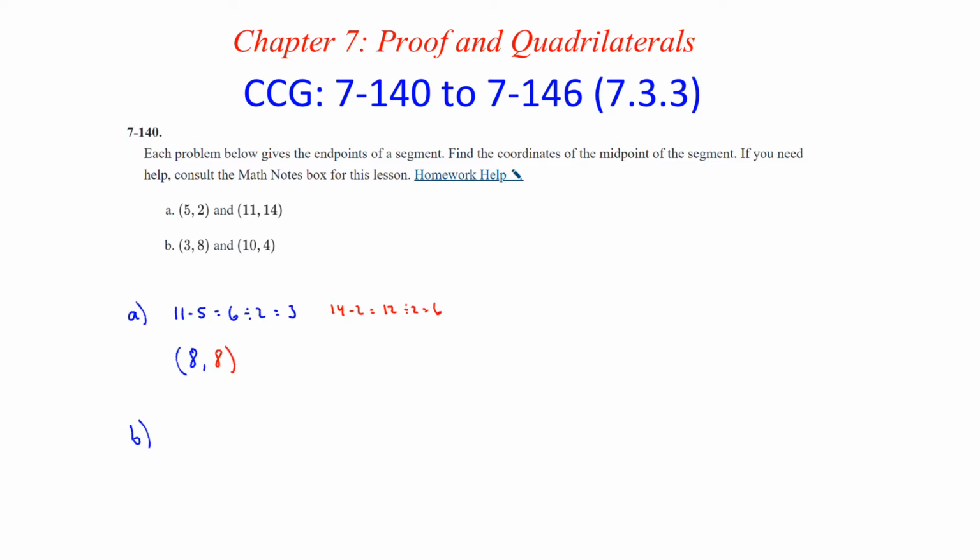If I'm looking at my x, I'll take 10 minus 3, and that's equal to 7. Half of that is 3.5. So therefore, if I add 3.5 onto 3, that puts me at 6.5. For the y value, we have 8 and 4, so 8 minus 4 is 4. Half of 4 is 2. So if I add 2 or subtract 2 to 8, either way, it doesn't matter, just as long as you go in between 4 and 8, that would be 6.